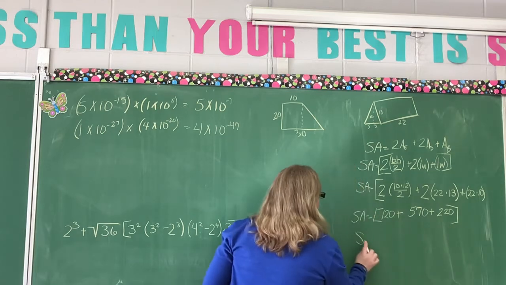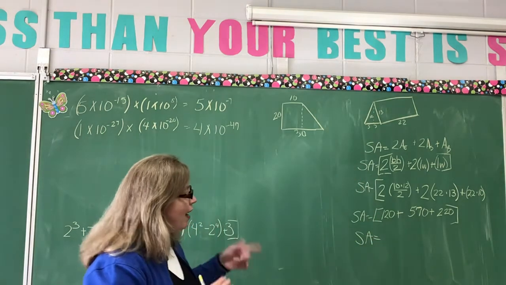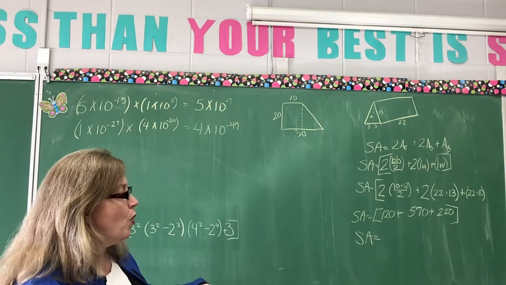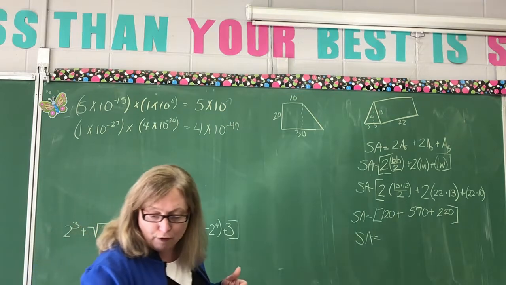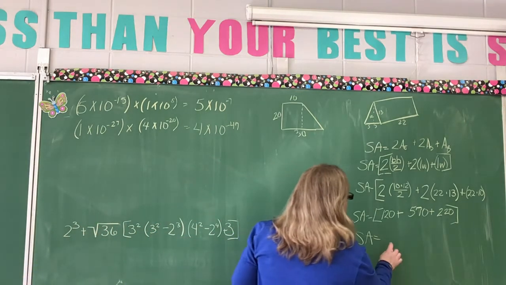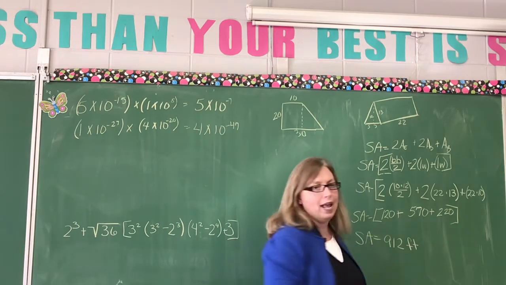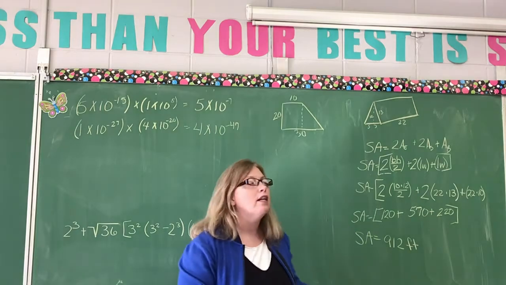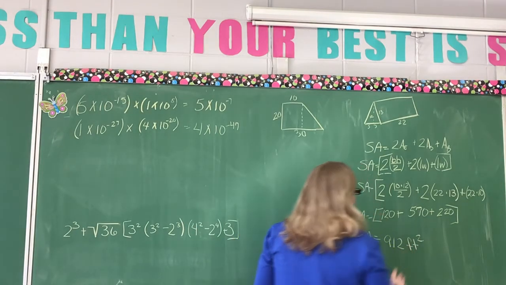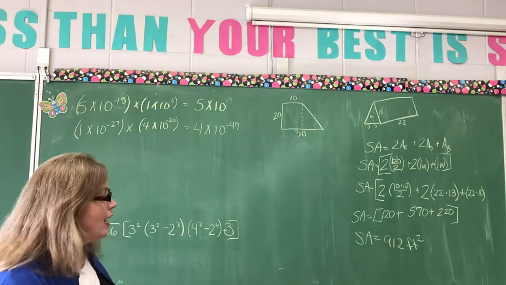Okay, so our surface area, we're going to take the 120 plus the 570 plus the 220, and we're going to add them all together, and we're going to see that our surface area is 912. Now, what kind of unit would I have? Surface area is square feet, okay? So hopefully you got 912 square feet as well.